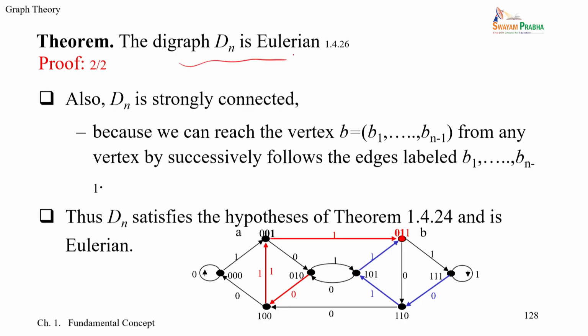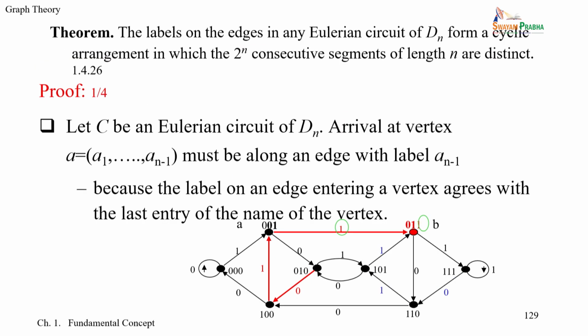Another thing we have to prove is that Dn is strongly connected, because we can reach the vertex B1 to Bn minus 1 from any vertex by successively following the edges labeled B1, B2 and so on up to Bn, where B suffix is n minus 1. Dn satisfies the hypothesis and is Eulerian. So, the labels on the edges in the Eulerian circuit of Dn form a cycle in which the 2 power n consecutive segments of length n are distinct.